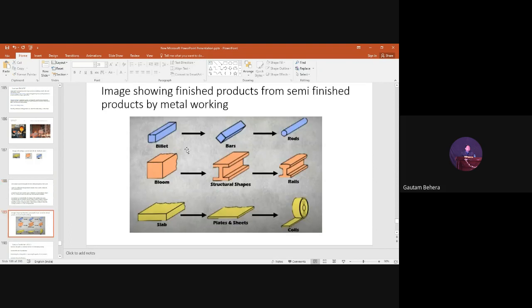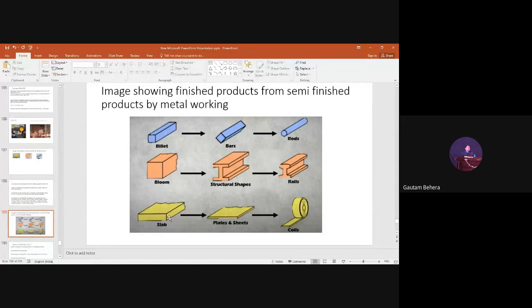Now this is an interesting figure. You can see an image showing finished products from semi-finished products. You understand the semi-finished products are obtained from the continuous casting process, and the finished product is obtained after doing mechanical working on it, by doing rolling kind of thing. We'll get the finished products, basically.